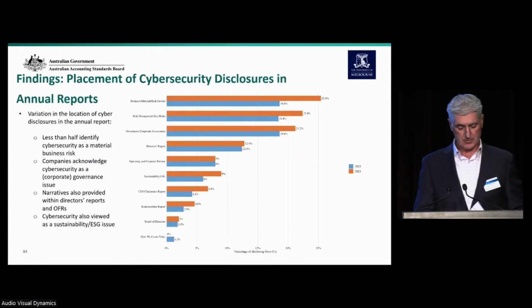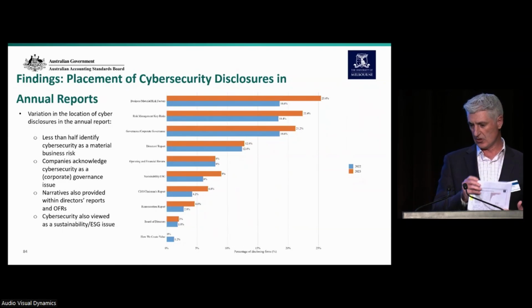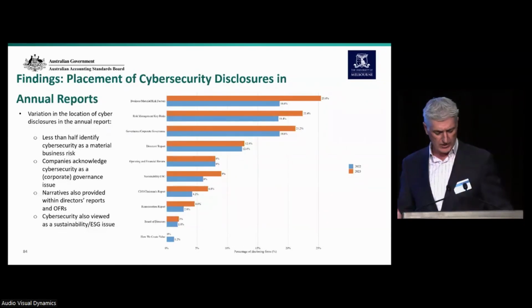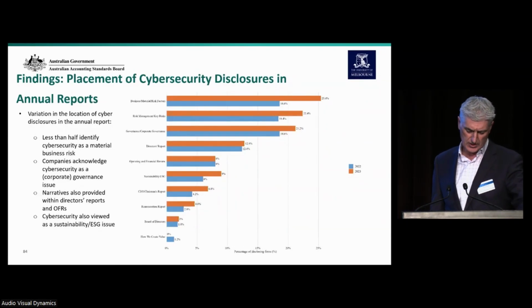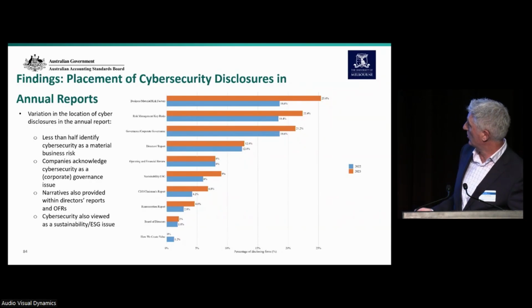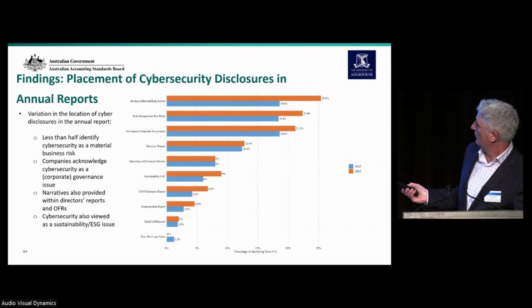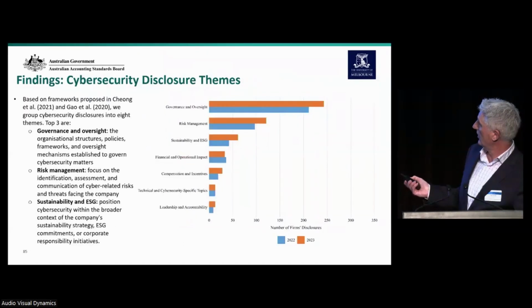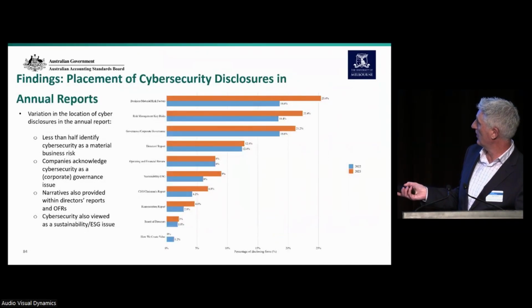Of those sample companies that did disclose cyber-related information, we then looked at where the location of those disclosures were within the annual reports. So as I said, this is just limited to those sample companies that did actually disclose cyber-related information in their annual reports. So 2022 is the blue bar chart, and 2023 is in orange.